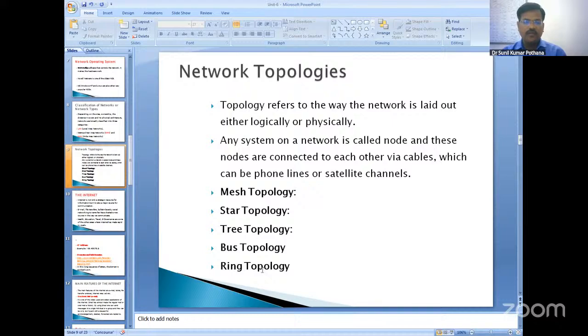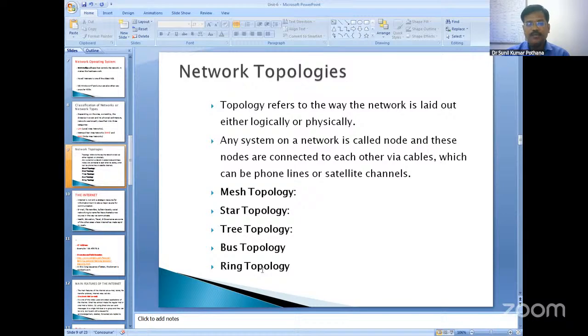Next, we need to know about the network topologies. Topology refers to the way the network is laid out, either logically or physically. Here we do not need a deep understanding of the network technology. We are just explaining the basics.